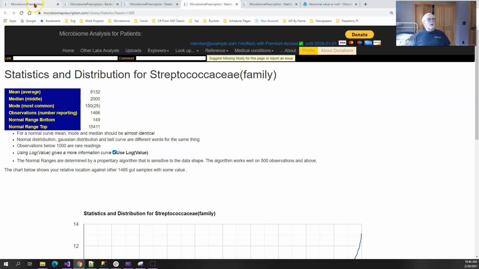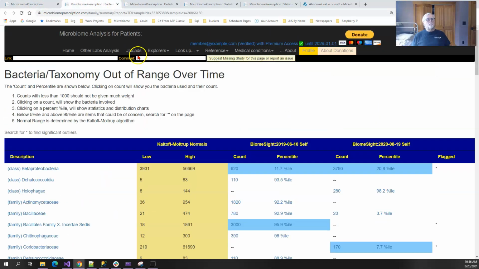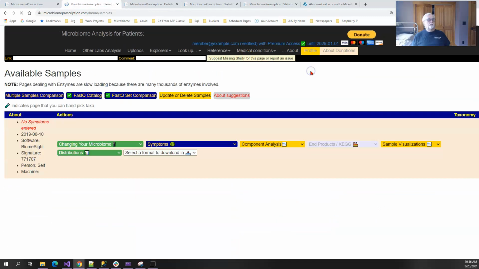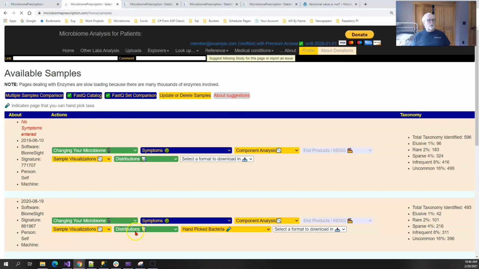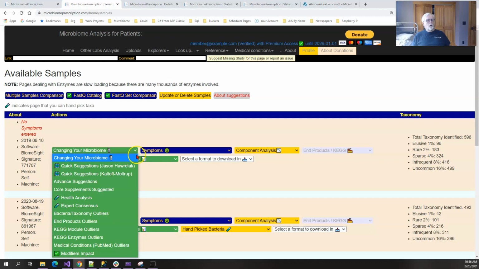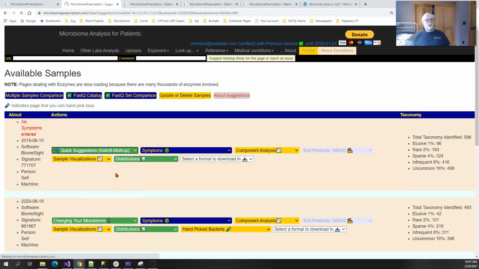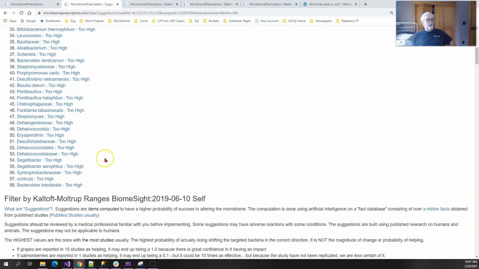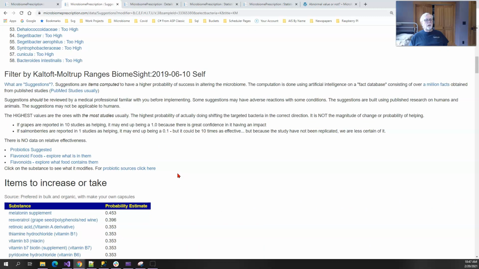Okay, and now let's go back to our samples. Underneath the samples, we also have quick suggestions using Jason's method, and we also have quick suggestions using the Kaltoft-Moltrup method. So in other words, we are going to be using the norms from the Kaltoft-Moltrup and only those which are outside the range to get suggestions from. So we click that. It will list everything that's there. You will usually get a bigger list than with Jason's because we are looking at every single bacteria. I may do a bit of refining there to reduce some of them, which are very rare ones, and get rid of those for the moment.